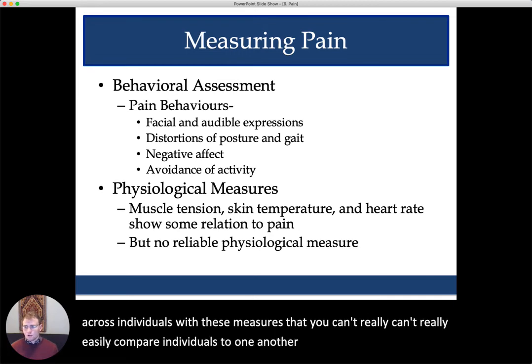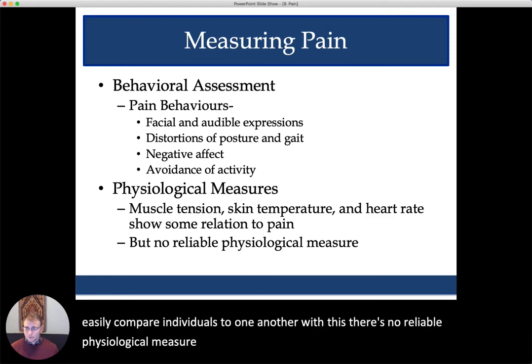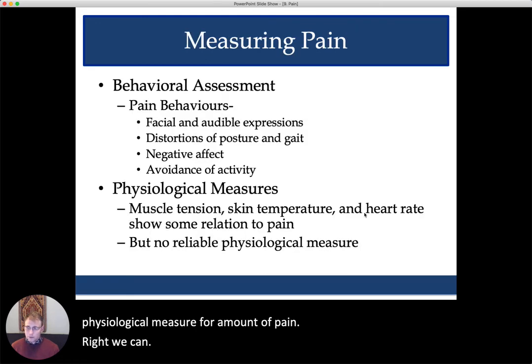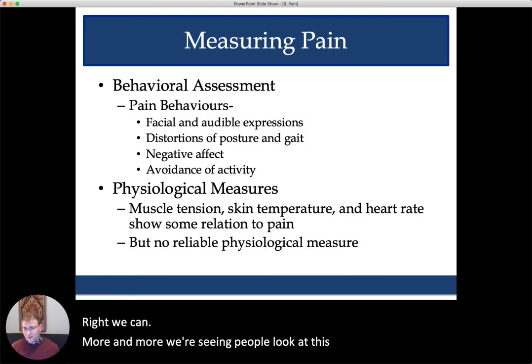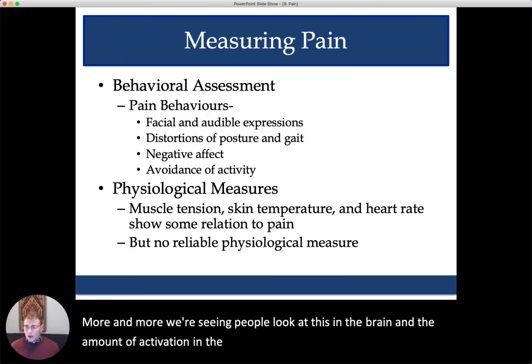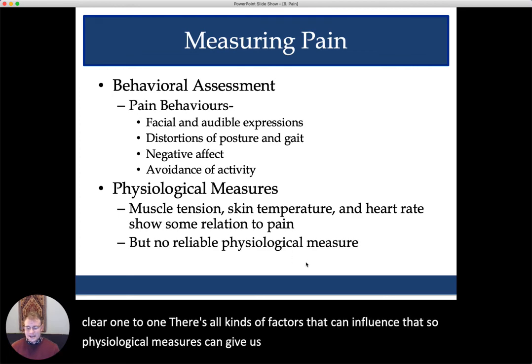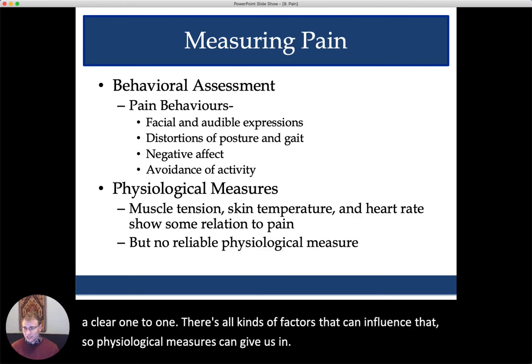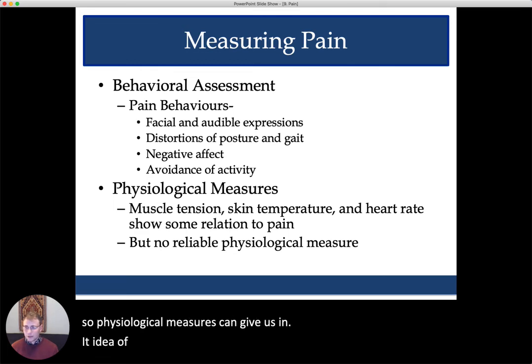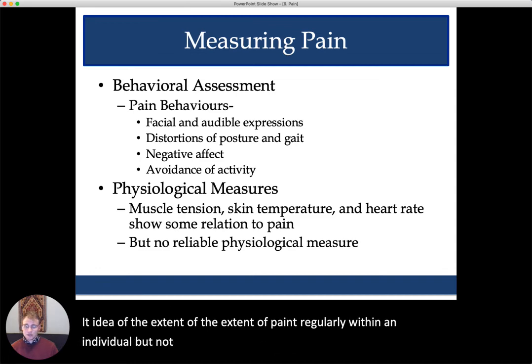There's no reliable physiological measure for amount of pain, right? We're seeing more and more people look at this in the brain and the amount of activation in the brain, but this is not a clear one-to-one. There's all kinds of factors that can influence that. So physiological measures can give us an idea of the extent of pain, particularly within an individual, but not necessarily between individuals.